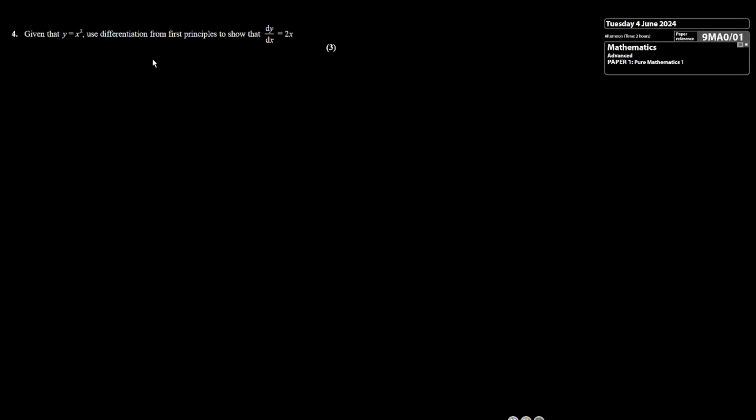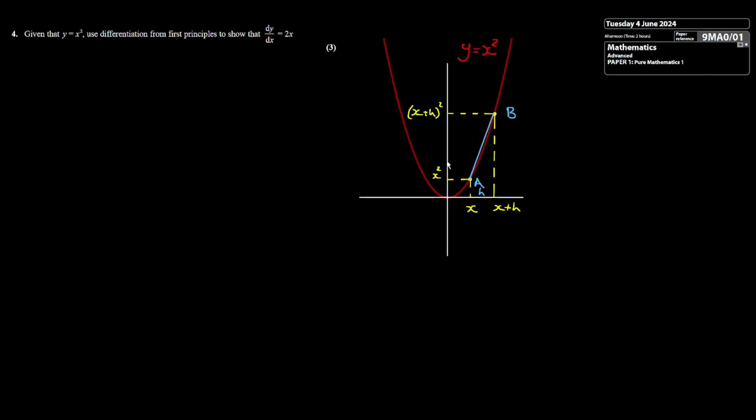So in question 4, we've got to show that the differential of x squared is equal to 2x, and we've got to do this from first principles. I'm sure you've seen this before, but here's the graph of x squared. I've got 2 points sitting on that graph, A and B.